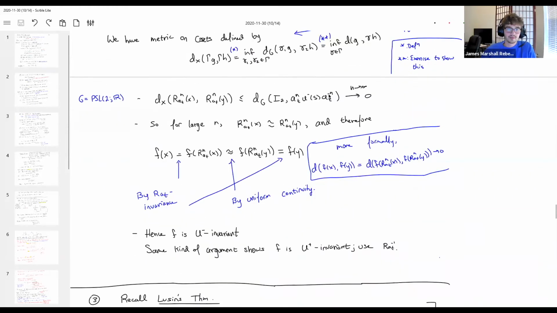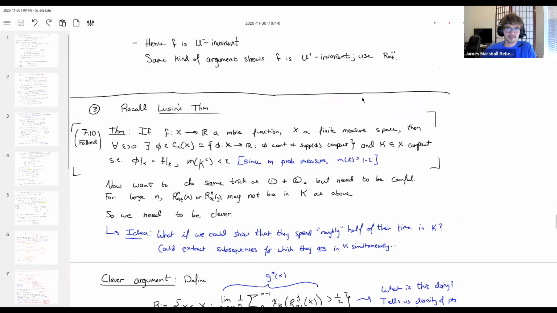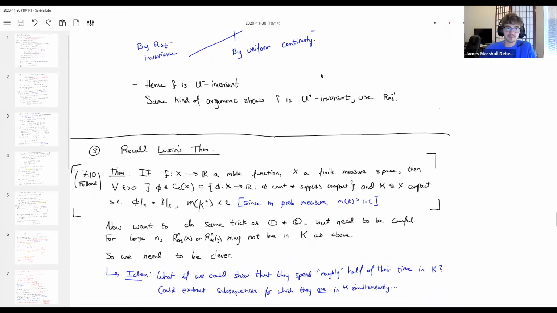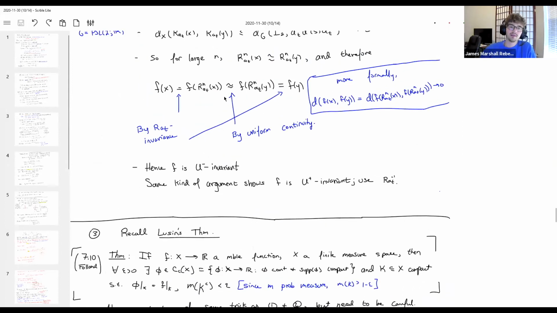Okay. So Lusin's theorem tells us density. We can find a compact set K with arbitrarily large measure such that on this compact set K, f agrees with a uniformly continuous function phi. And we're going to want to try to do the same trick that we just did up there, but the issue was, when we went up here, we used the fact that these orbits are basically going to be in the same set for all n. So that way we can use this equivalence here. And we're not going to have that they will necessarily be in the same set K.